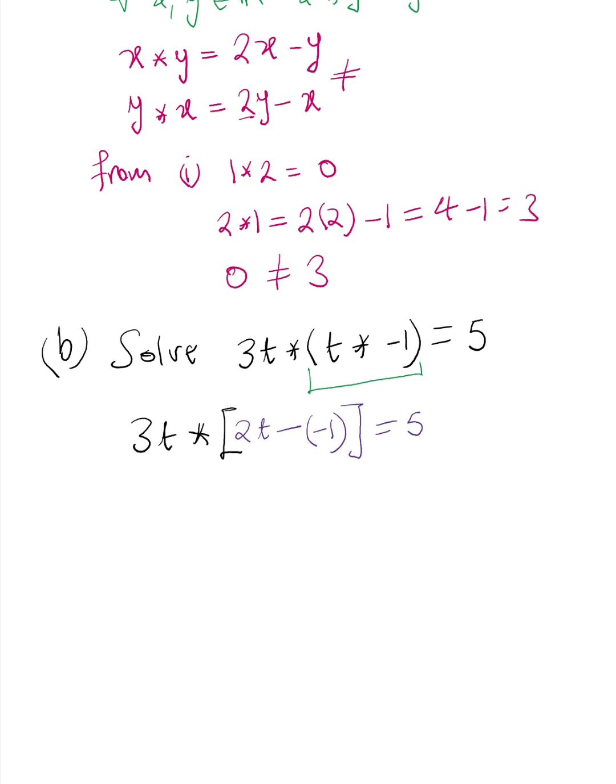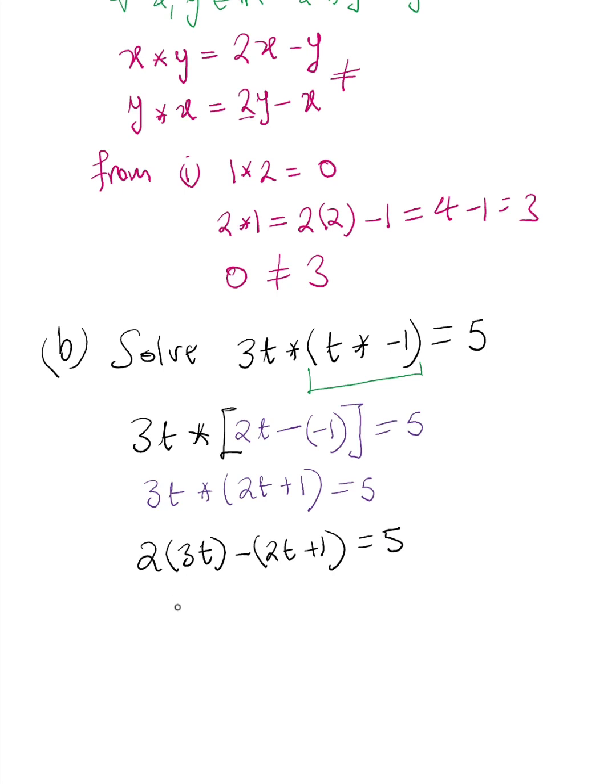So I can expand this. This is just 3t star (2t plus 1), which is equal to 5. Now my x becomes 3t and my y is 2t plus 1. So star applied on this, I have twice the first number, 3t, then minus the whole expression 2t plus 1. This is equal to 5.